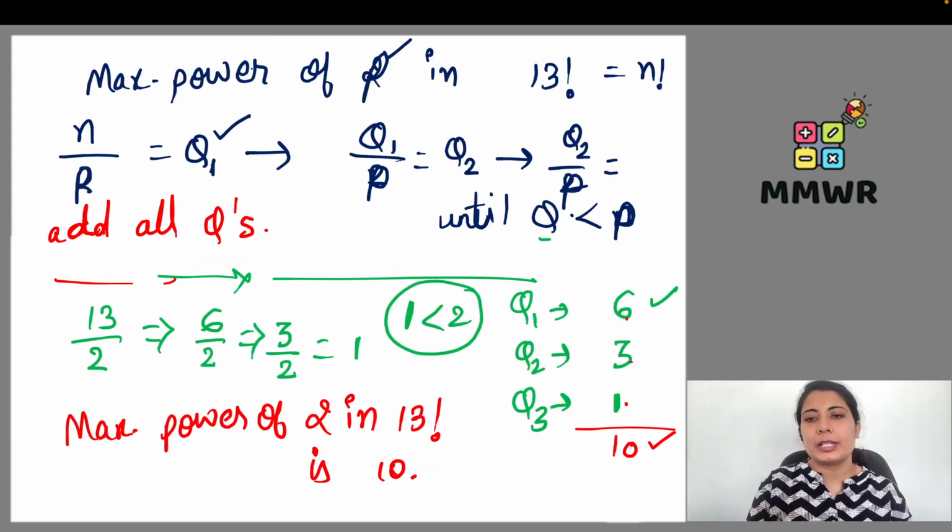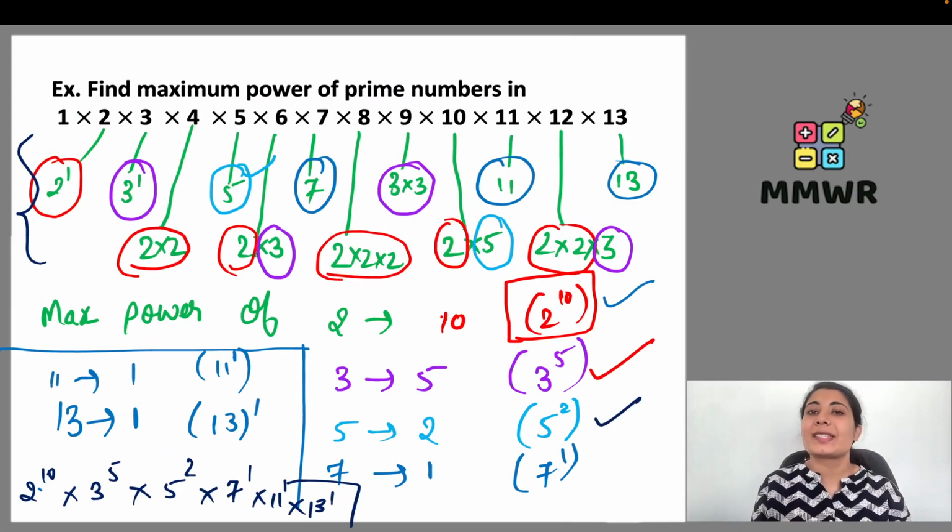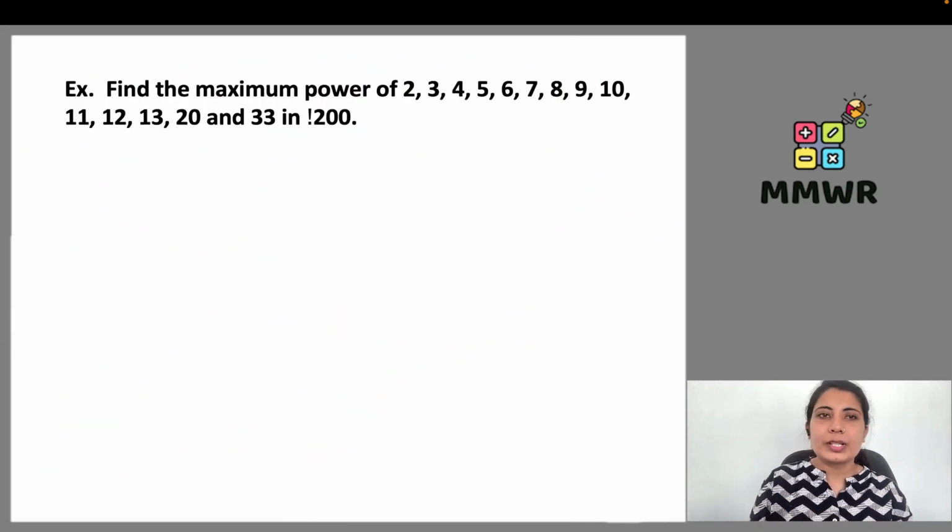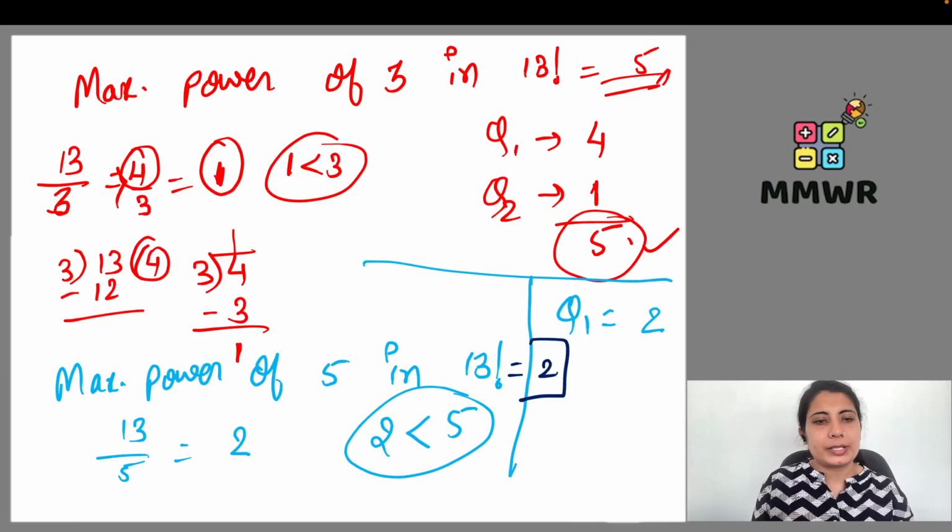What is the maximum power here? 2. 5 square, that means 2 only. For 7, let me do here itself. 13 divided by 7.